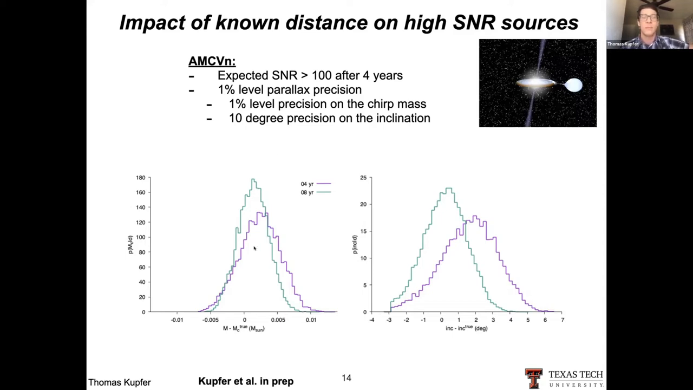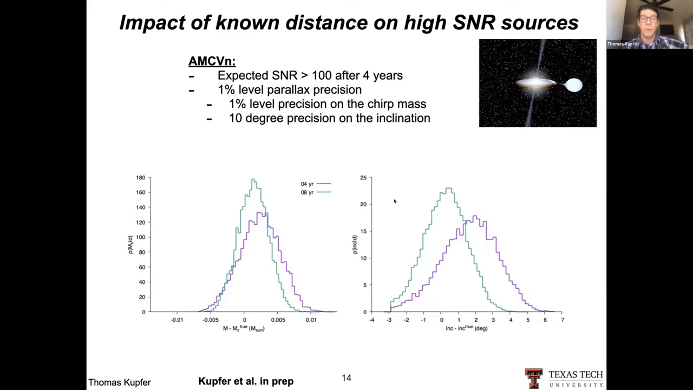And if you put that in and ask what LISA can give us, it's really mind-blowing, because we get a 1% level precision on the turbulence, and we can get a 10 degree precision on the inclination. That's something we can't get from EM. So that's really, really cool, and that's something I really look forward to.